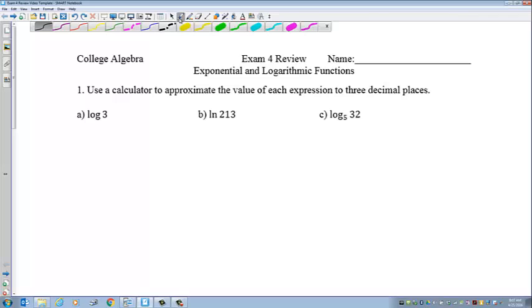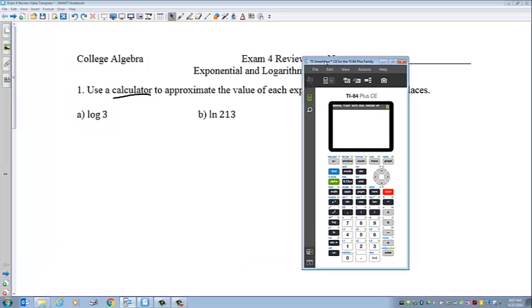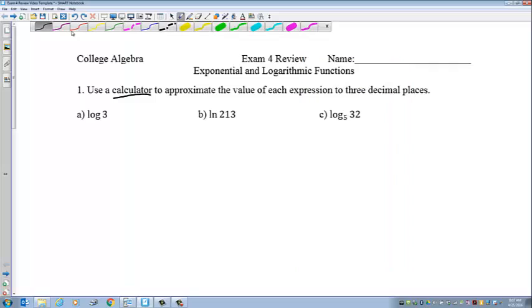So this is exam 4 review on exponential and logarithmic functions, and we're going to start by using our calculator to approximate the value of each expression to 3 decimal places. So let's take out our calculator and do this first one. We just hit log of 3 in parentheses, and we get 0.477. Since the 4th decimal place is a 1, our answer is 0.477, so this is approximately 0.477.